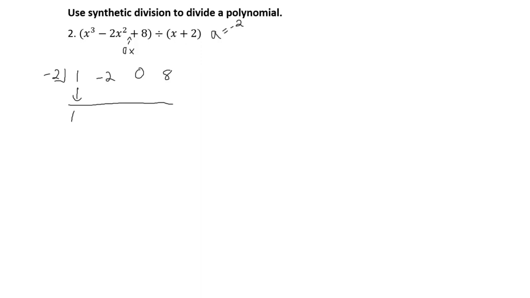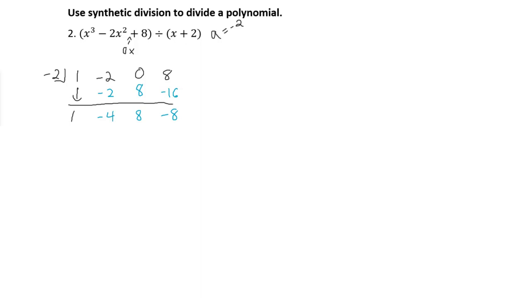Drop my first term, which is 1. And then multiply again, gives you -2. Add gives you -4. Multiply -2 and -4, you get 8. Add those together and you get 8. Multiply times -2, you get -16. Add, you get -8.